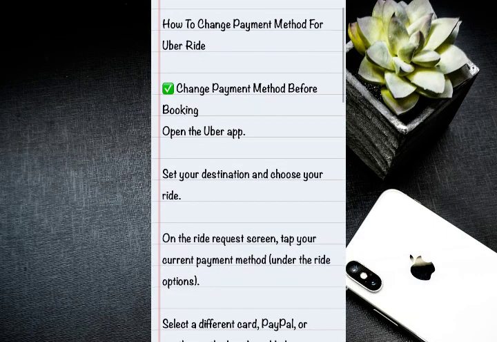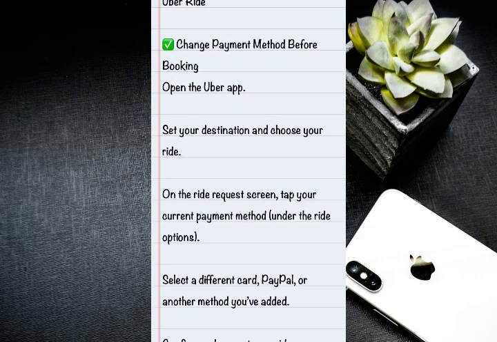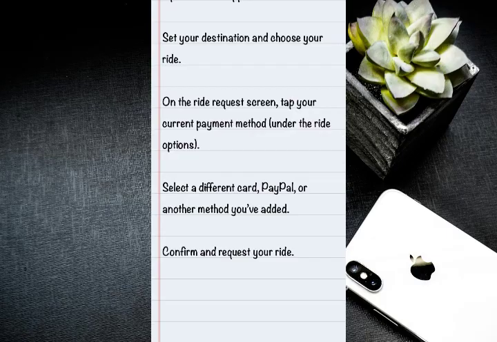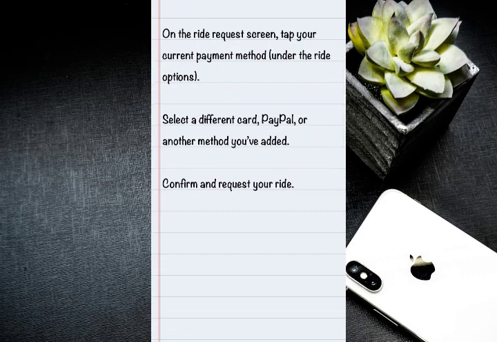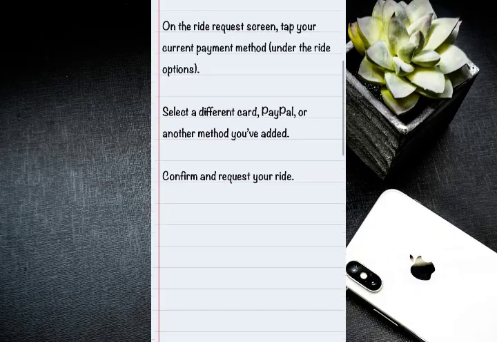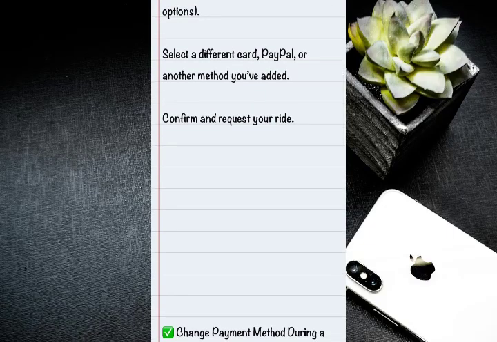So the first thing to do is to open the Uber app, then set your destination and choose your ride. Then after that, on the ride request screen, tap your current payment method under the ride option, then select a different card, PayPal, or another method you've added. Then after that, you have to confirm and request your ride.